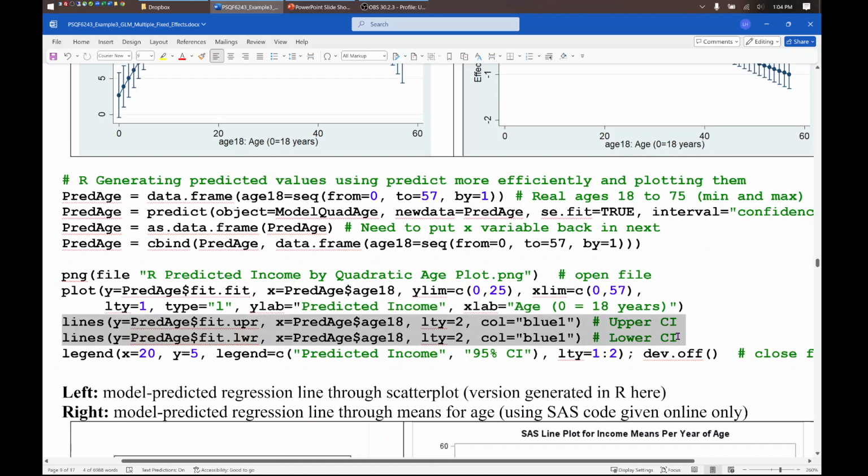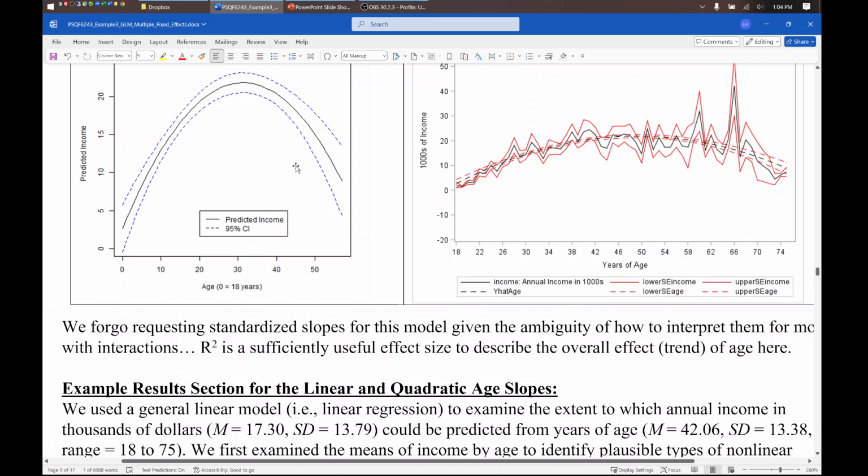Then you have to overlay the lines on them, and I did so using this code right here so that we have an upper interval and a lower interval, and then I created a legend for it as well. So I'm saving this to an image file, and this is the image that I created over here.